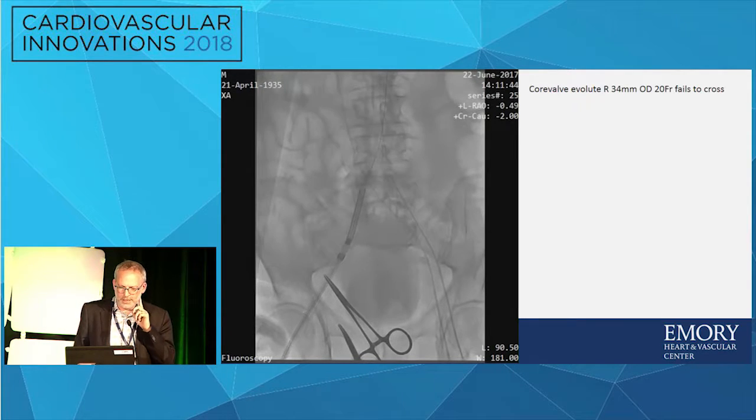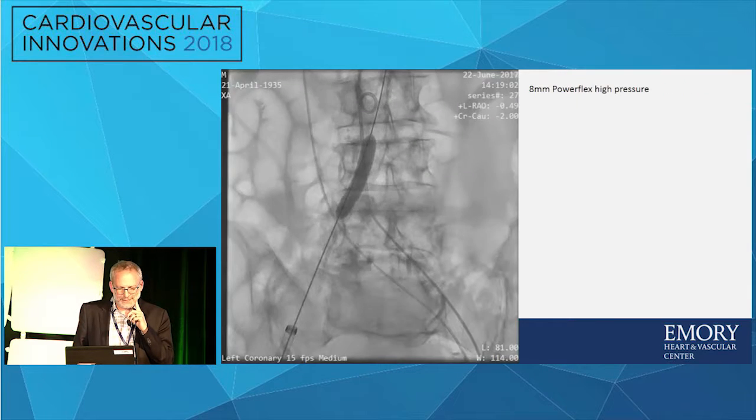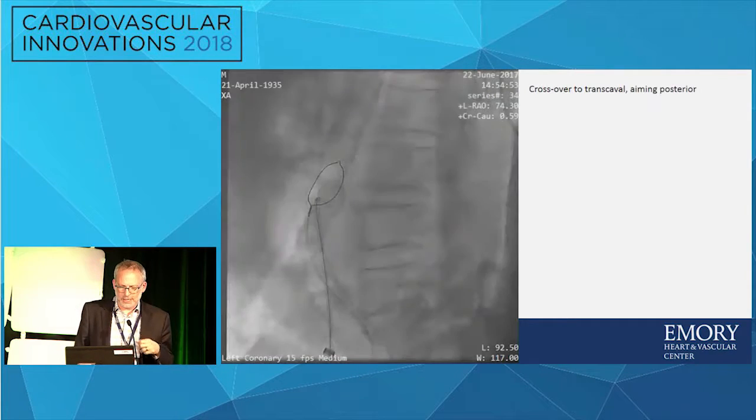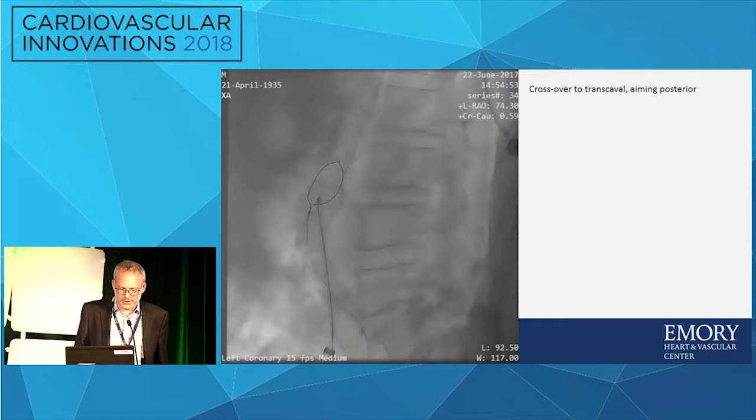No-go on the bareback CoreValve. That's as far as we could get it. We ballooned it again, really high pressure, tried to get a bigger dilator, a 22 Edwards dilator, and just could not, and said, all right, let's go back to the procedure that we knew would likely be a disaster.